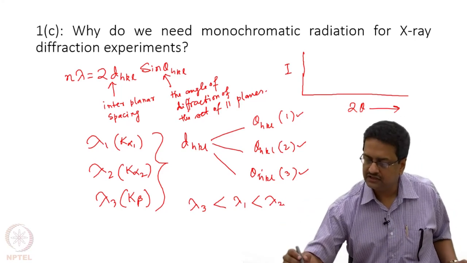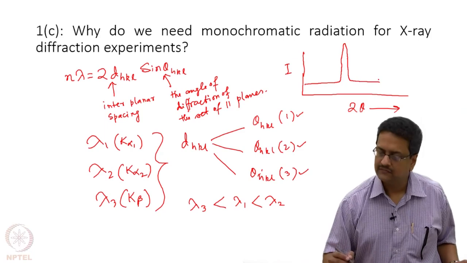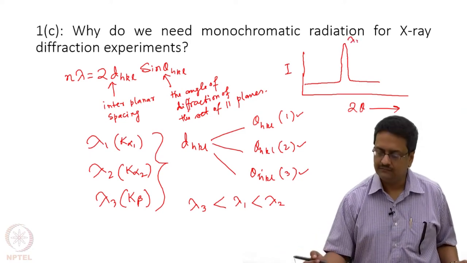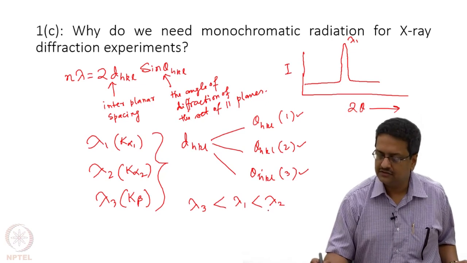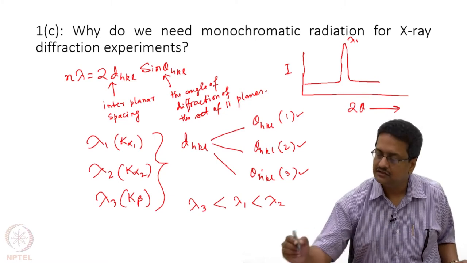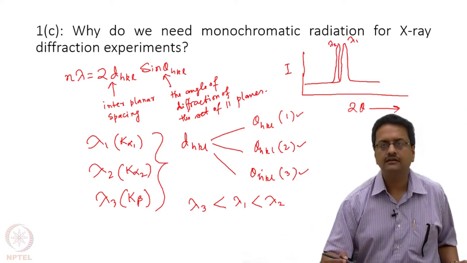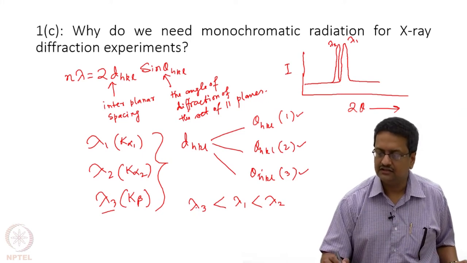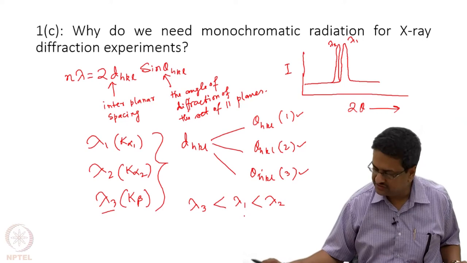So what will happen is, suppose we are supposed to have a peak for a particular d value at this 2 theta, and we assign that peak to the K alpha 1 radiation, that is from lambda 1. Then when lambda 2 is used, which is the longest wavelength, the sin theta will be larger. So the corresponding peak for lambda 2 will appear somewhere there, and a peak corresponding to lambda 3, which is the K beta radiation and the smallest, will appear elsewhere. Again, I made a mistake here.